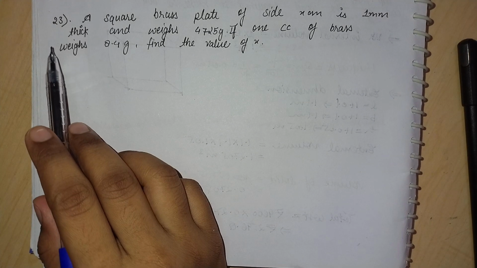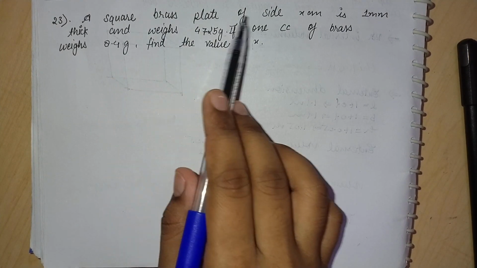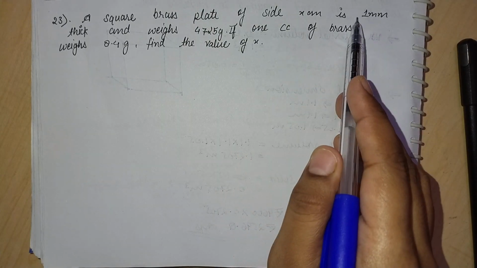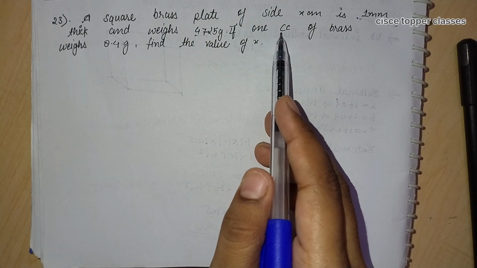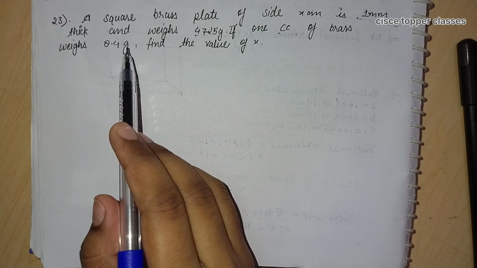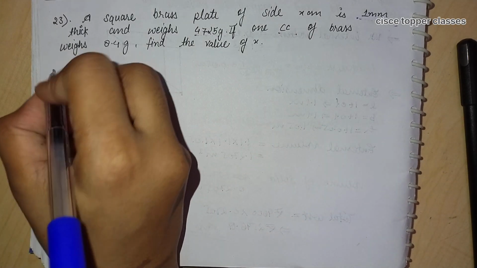Now let us solve the 23rd question. A square brass plate of side x centimeter is 1 mm thick and weighs 4725 gram. If 1 cc of brass weighs 8.4 gram, find the value of x here.